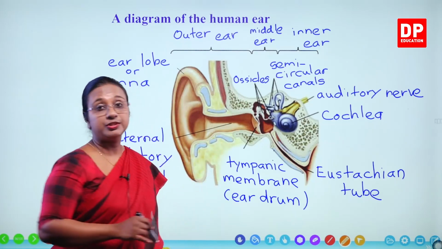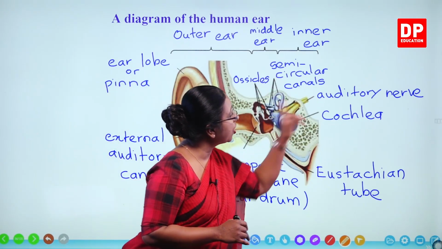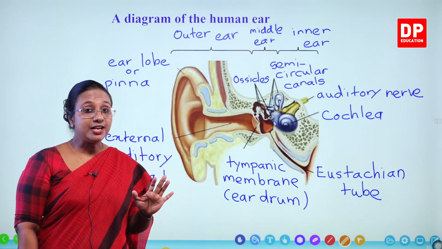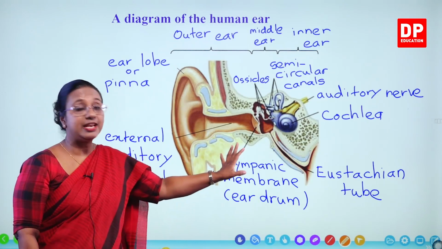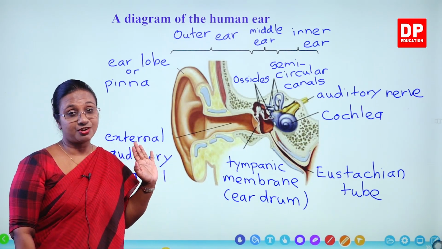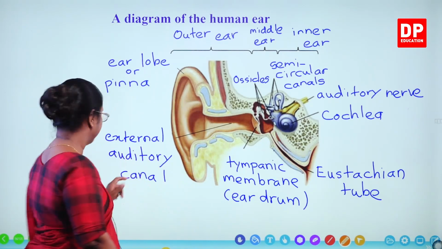Eustachian tube belong to the middle ear. Then the semicircular canals, cochlea and the auditory nerve belong to the inner ear. So if you are given a diagram, you should be able to identify the parts and you have to understand the functions of all these parts. That is what we are going to discuss next.